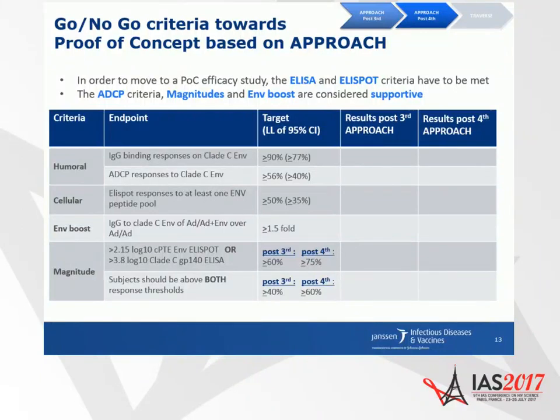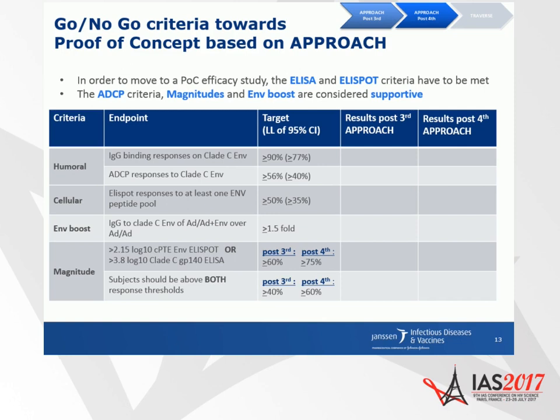So the go-no-go criteria towards proof of concept based on approach are listed here. We wanted to have at least a certain percentage of responders for humoral and cellular immunity. We wanted to see a fold increase of the booster dose, and we wanted to have certain magnitude of the responses that were supportive for our decision to move along.